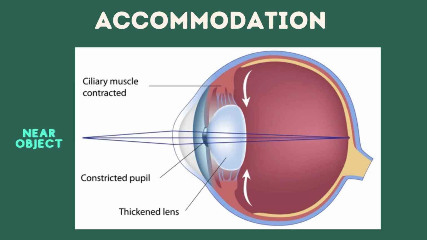In this case, light is coming from a near object. So our ciliary muscles are contracting, the suspensory ligaments are slackened. The lens becomes fat, which means it becomes more curved, so it refracts light more.